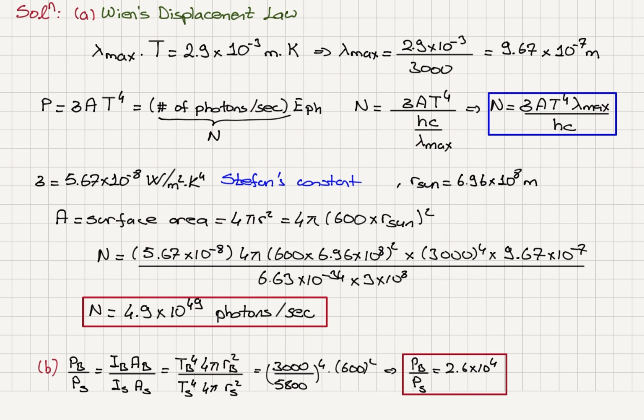And substituting the constants here and noting that I have 600 times the radius of the Sun for the radius of Betelgeuse, I can calculate the number of photons per second. The ratio of the powers radiated is the ratio of the surface temperatures to the fourth power times the ratio of the radii squared, and that gives me 2.6 times 10 to 4.